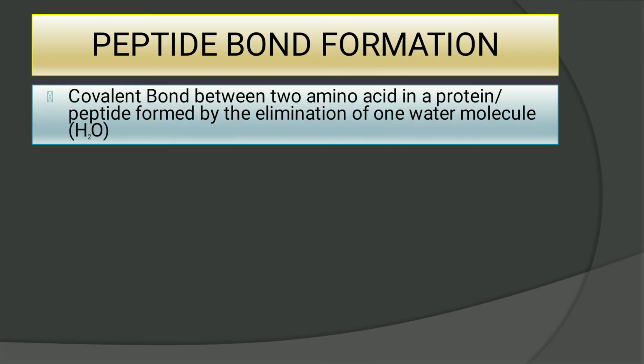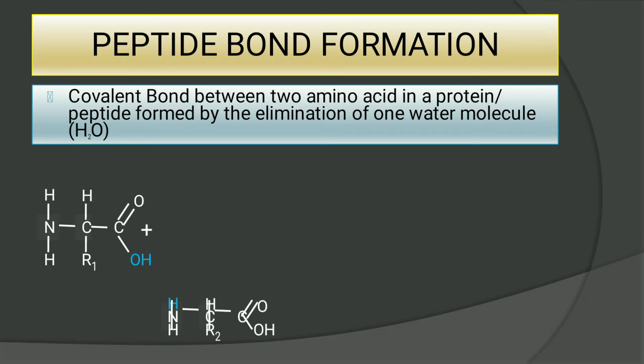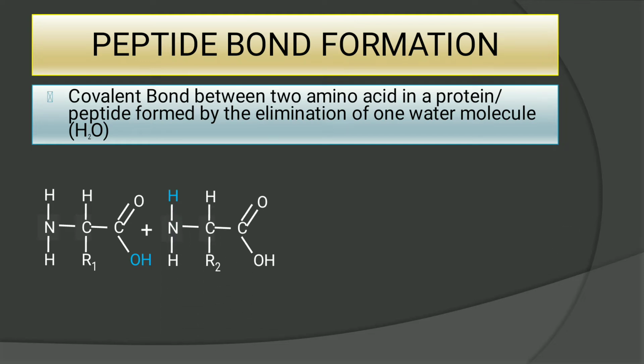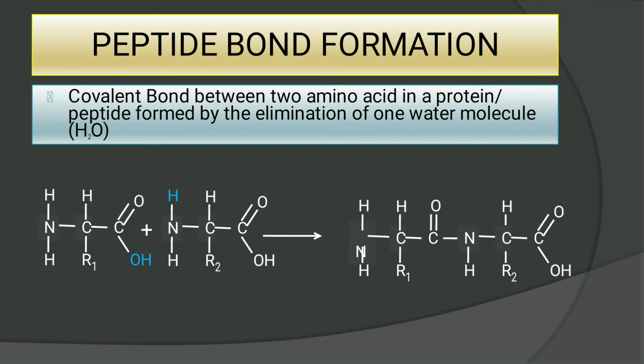Now let us see the formation of the peptide bond. We know that a peptide bond is a covalent bond between two amino acids in a protein or peptide, formed by the elimination of one water molecule. Let us see how it will be formed. One amino acid will be combining with the second amino acid. I am putting R1 for the first amino acid and R2 for the second amino acid to represent the side chains. Now it will be forming a peptide. This peptide is known as a dipeptide because it is formed of two amino acids linked through a peptide bond.